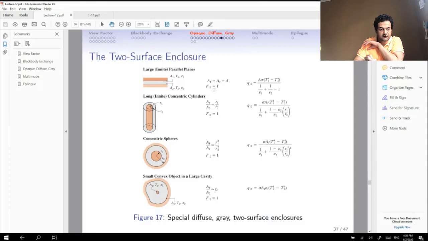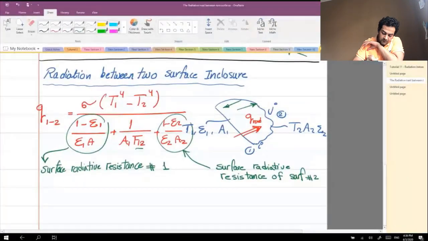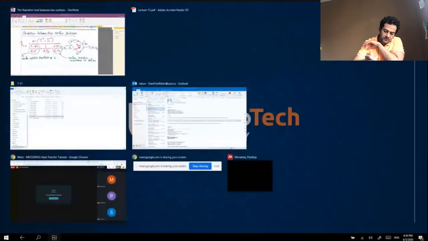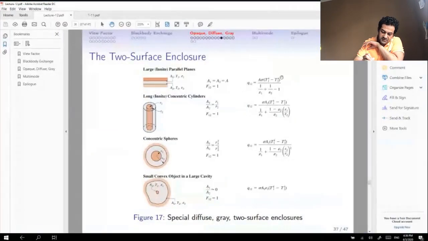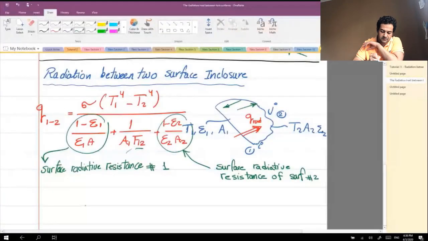So F12 is going to be equal to 0, and if we substitute F12 is equal to 1, and if we put F12 is 1 here, and we take the area as a common factor because basically they are 2 infinite long parallel plates, so the area is going to be the same. We are going to be left with this equation, right? So this equation is basically a refinement of this equation, right?